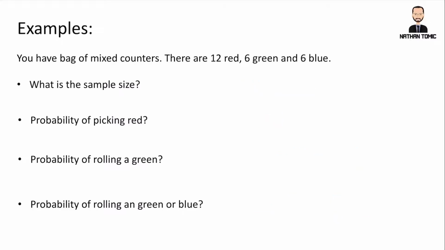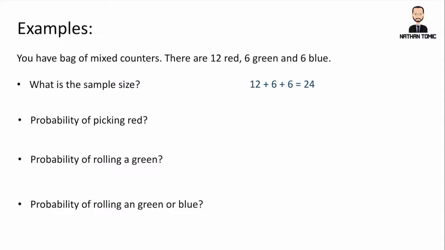So this one, we have a bag of mixed counters. There are 12 red, 6 green, and 6 blue apparently. So this one, it first asks, what is the sample size? So we've been told how many of each colour we have. So our sample size, we're not looking for the sample set necessarily. We would say that is 12 red, 6 green, and 6 blue. But we just want to know the sample size this time. So it's going to be 12 plus 6 plus 6. So the 12 red plus the 6 green plus the 6 blue, which means our sample size is going to be 24.